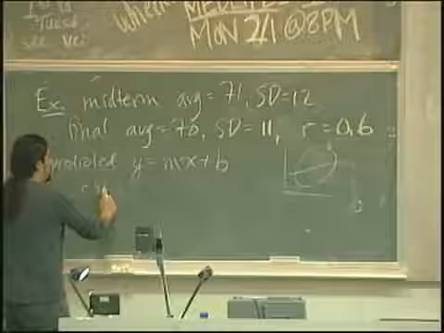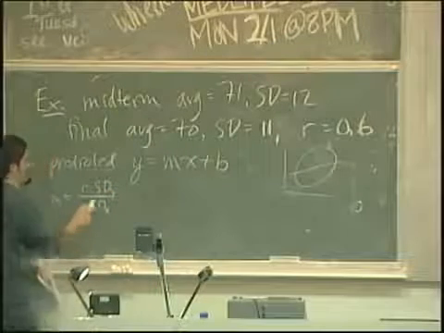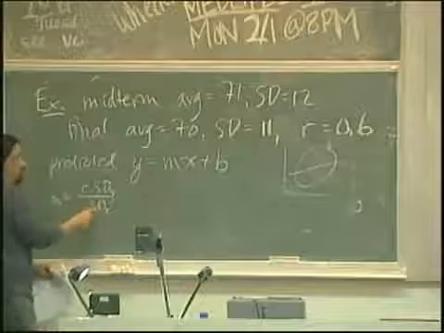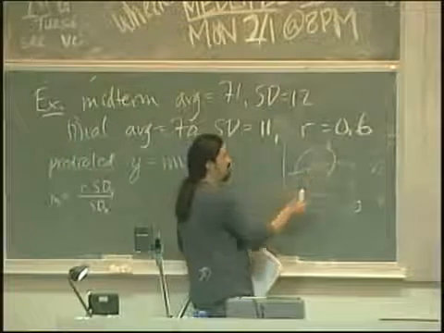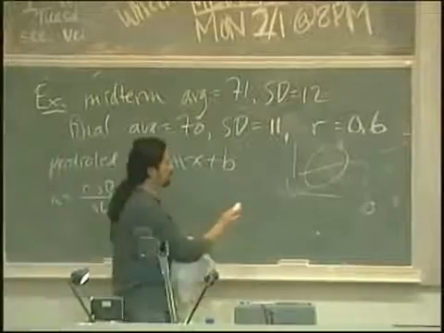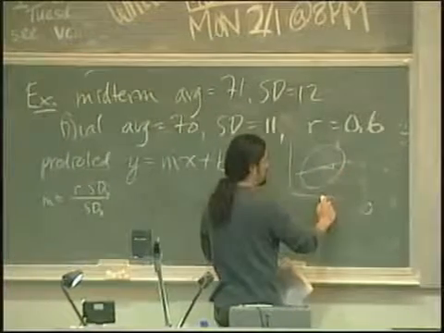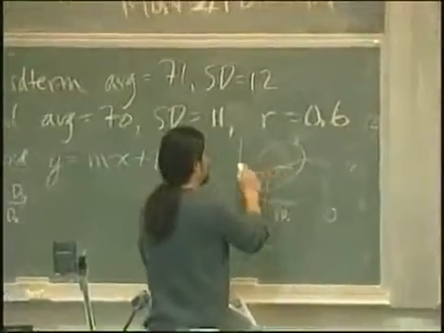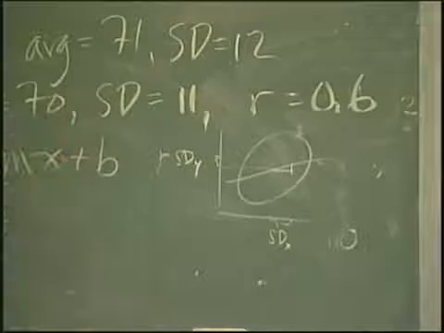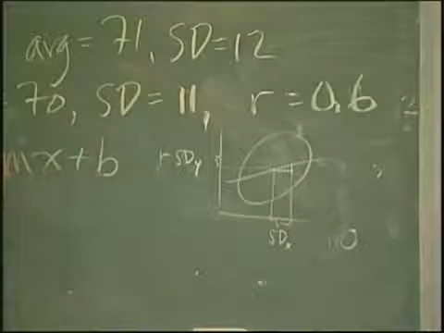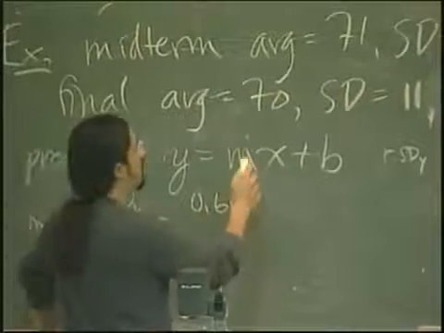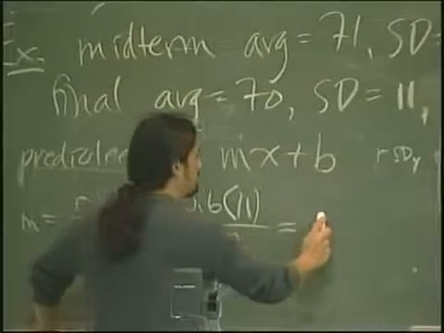m is r times SDy over SDx, and you can think of that in terms of the rise over run thing that I talked about last time. If you have a run of 1 SD for x, so like if you talk about someone 1 SD above average for x, your predicted y value would be r SDs above average. Okay, so let me just draw that little picture. If this distance is 1 SD for x, then the predicted value for y would be r SDs for y here. So that's where the slope comes from. And in our example, that's 0.6 times the SD of y, which is 11, divided by the SD of x, which is 12, and that comes out to be 0.55.